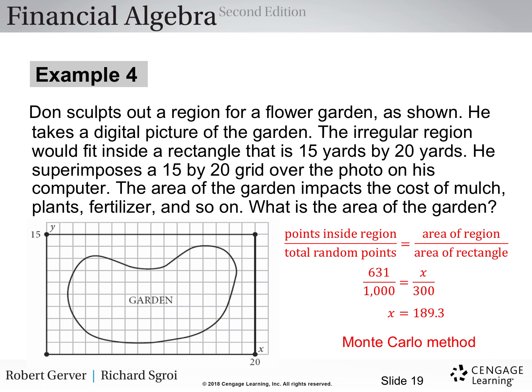All right, so we come out with 631 points inside the irregular shape. 1,000 points are in the rectangle, and that is equal to the area of the irregular shape, which is x, divided by the area of the rectangle, which is simply 15 by 20, or 300. And if we solve that for x, we come out with about 189.3, and that is the area of the irregular shaped garden. And this is often referred to as the Monte Carlo method of approximating the area of an irregular shape.